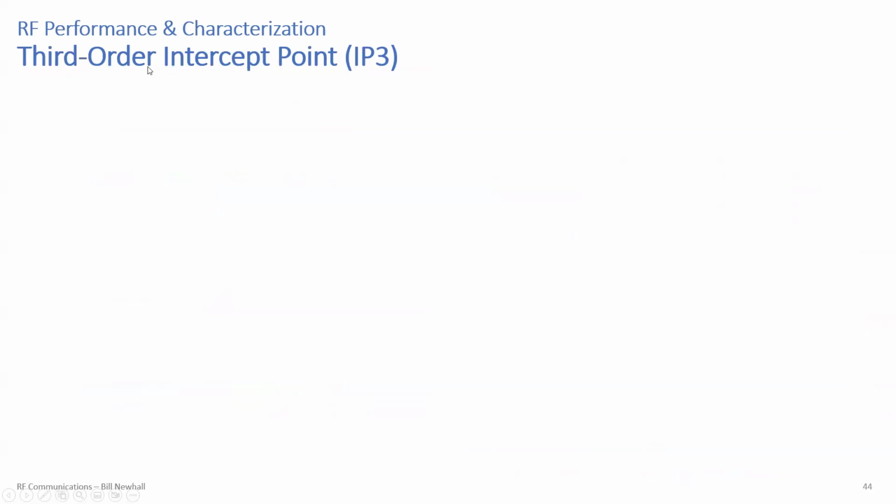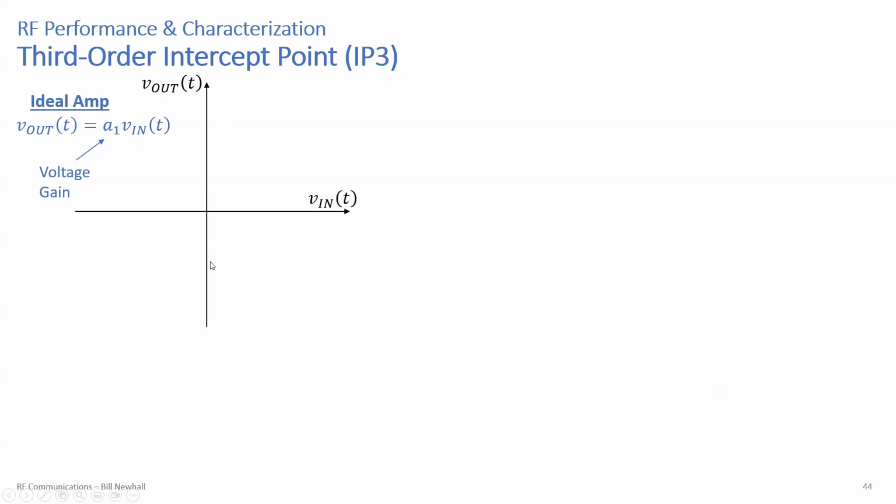Another metric is third order intercept point, and that describes the linearity of a component. If you have an ideal amplifier, V out is equal to some voltage gain times V in. I'm breaking my rule about power gain, right? I'm talking about voltage gain here, but this helps me explain IP3, third order intercept point. What this means is if you plot V out versus V in, you would have a straight line with a slope of A1. V out is A1 times V in.